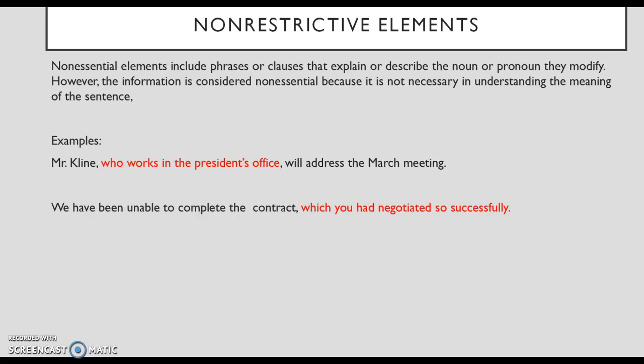Non-essential elements include phrases or clauses that explain or describe the noun or pronoun they modify. The information is considered non-essential because it is not necessary to the understanding of the meaning. An example: Mr. Klein, who works at the President's office, will address the March meeting. If we leave out the words in red, it says Mr. Klein will address the March meeting. That is all the essential information.